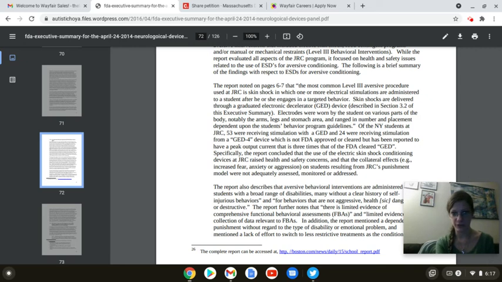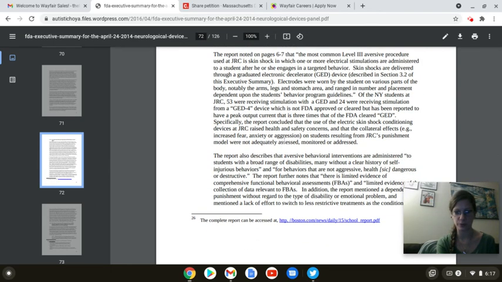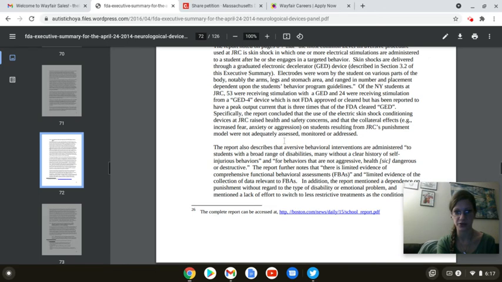Moving on. Of the New York students at the JRC, 53 were receiving stimulation with a GED and 24 were receiving stimulation from a GED-4 device, which is not FDA approved or cleared. It has been reported to have peak output current that is 3 times that of the FDA-cleared GED. Specifically, the report concluded that the use of electric skin shock conditioning devices at JRC raised health and safety concerns, and that the collateral effects, e.g., increased fear, anxiety, or aggression on students resulting from the JRC's punishment model, were not adequately assessed, monitored, or addressed.